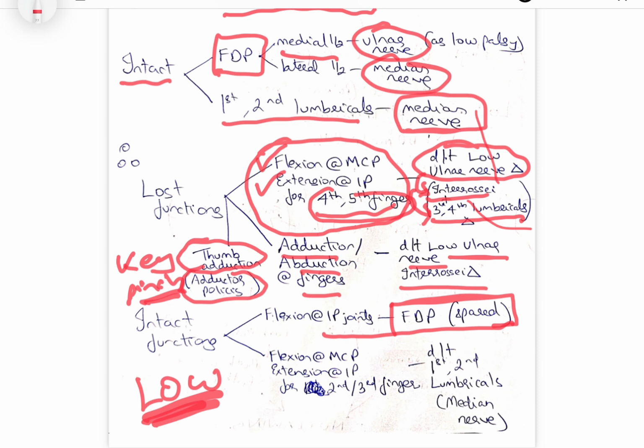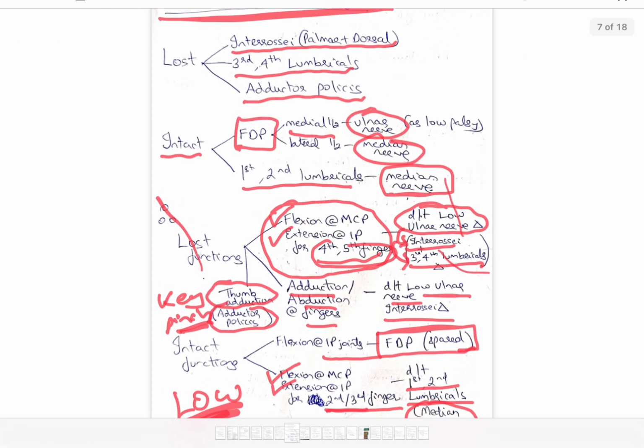Okay. And additionally, what else is intact? The median nerve is intact. So the first and second lumbricals are intact. The function of the first and second lumbricals is intact. So flexion at the MCP and extension at the IP joint is normal for the second and third fingers. So there is no clawing at the second and third finger. So that is what we are going to discuss.